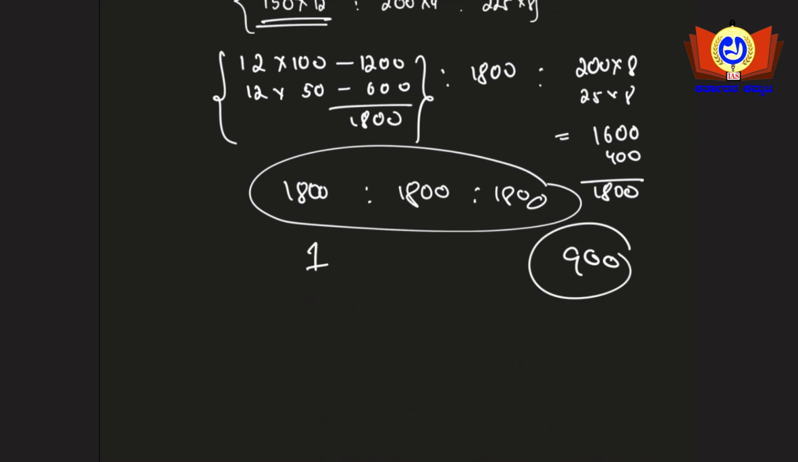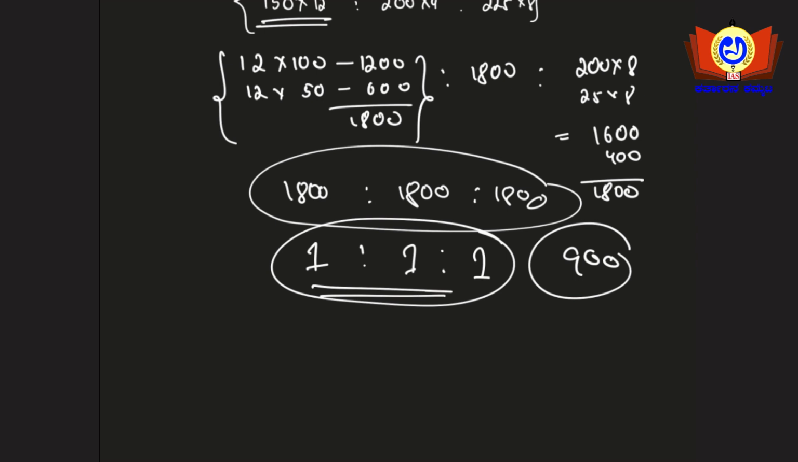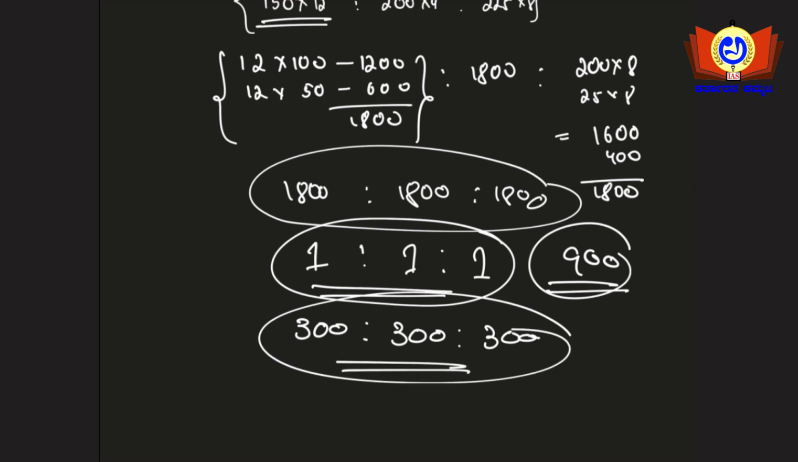So this is the ratio, nothing but 1 is to 1 is to 1. 1800 into 1800 into 1800 is nothing but the ratio 1 is to 1 is to 1. So the total profit is 900. So how much will it be divided into 3 parts? 300, 300, 300. Okay, this is the ratio, how the profit will be divided between A, B and C.